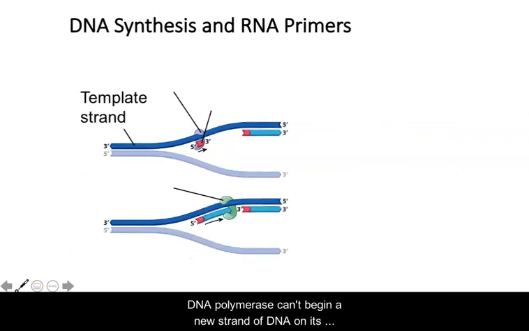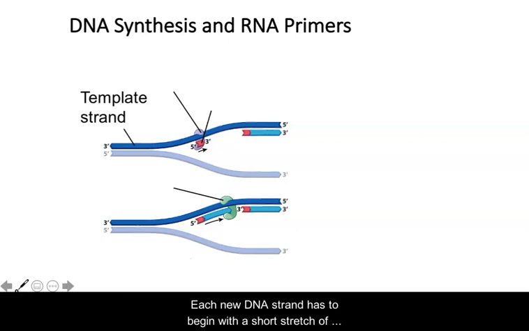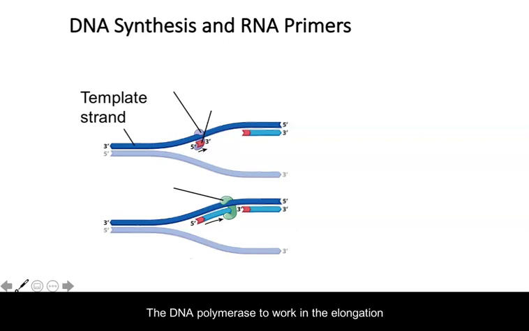DNA polymerase can't begin a new strand of DNA on its own. It can only elongate the end of an existing piece of DNA or RNA, so that creates a bit of a problem. Each new DNA strand has to begin with a short stretch of RNA that serves as a primer for DNA synthesis. So it needs to be primed in order for the DNA polymerase to work in the elongation and replication of DNA.